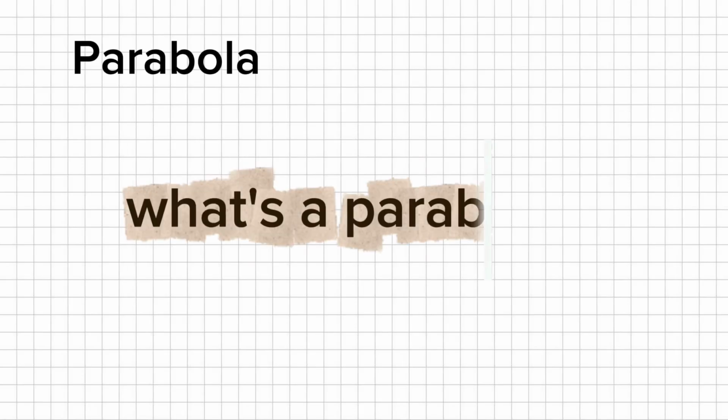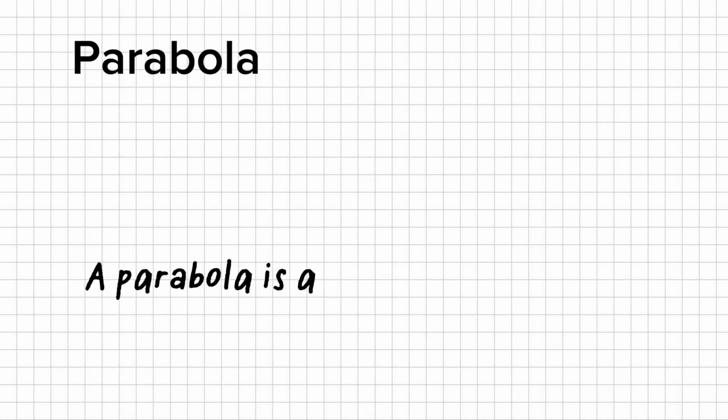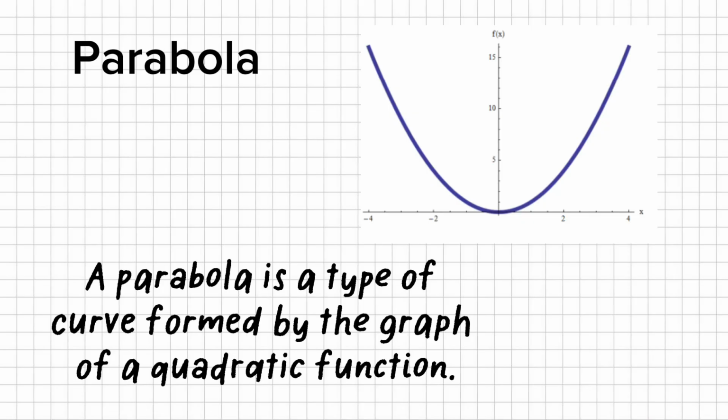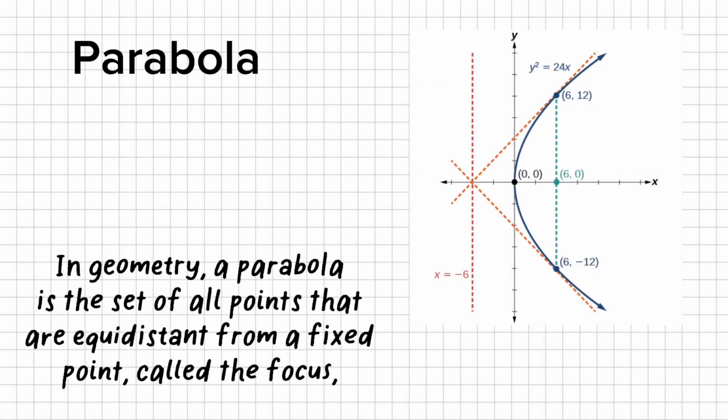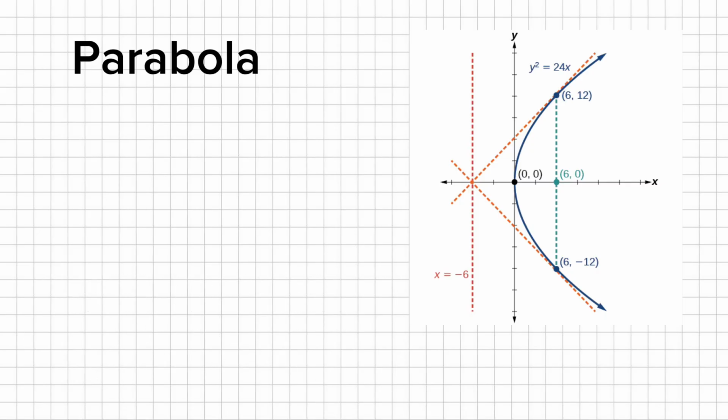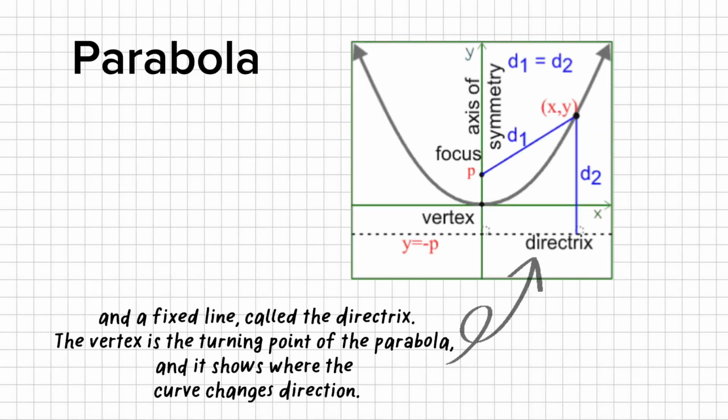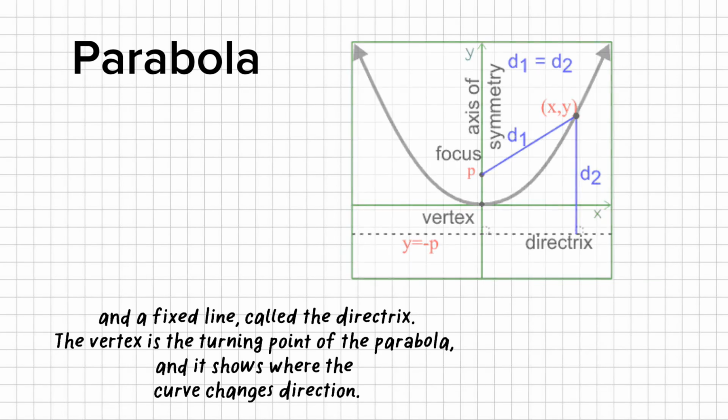So now, let's talk about parabola. What's a parabola? A parabola is a type of curve formed by the graph of a quadratic function. It has a distinctive U-shaped appearance that can open upward or downward. In geometry, a parabola is a set of all points that are equidistant from a fixed point called the focus, and a fixed line called the directrix. The vertex is the turning point of the parabola, and it shows where the curve changes direction.